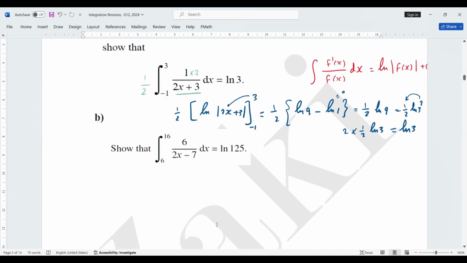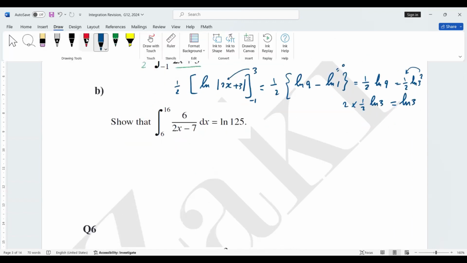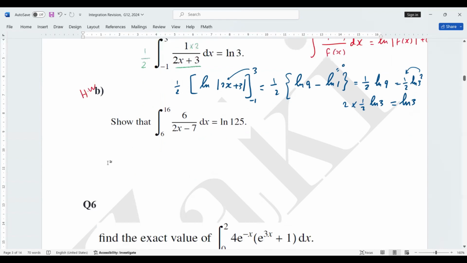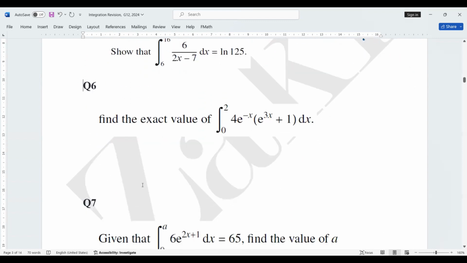Now, part B, you can take it as a homework because it is the same idea. So part B is a homework for you. Here we have many questions, so you can take some questions as homework. Find the exact value here. How can we do this?